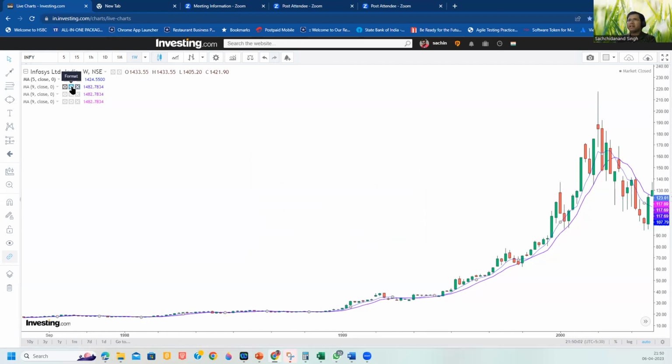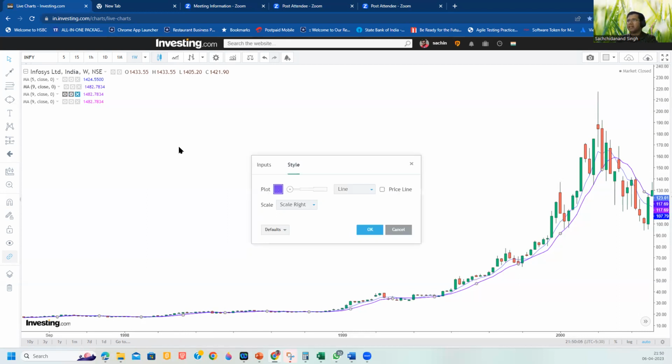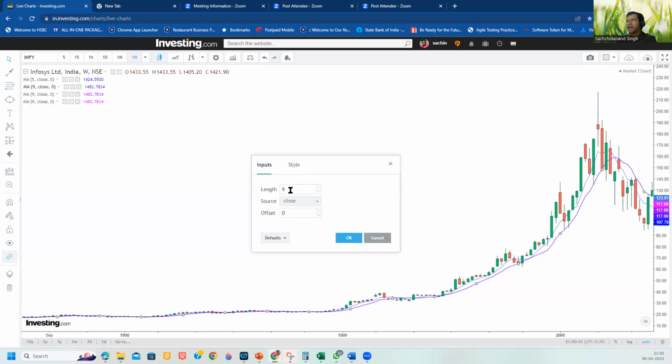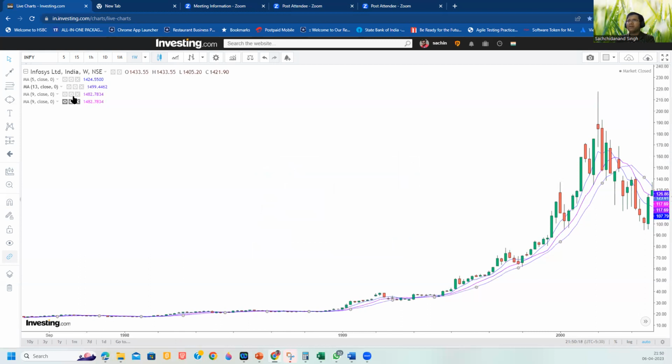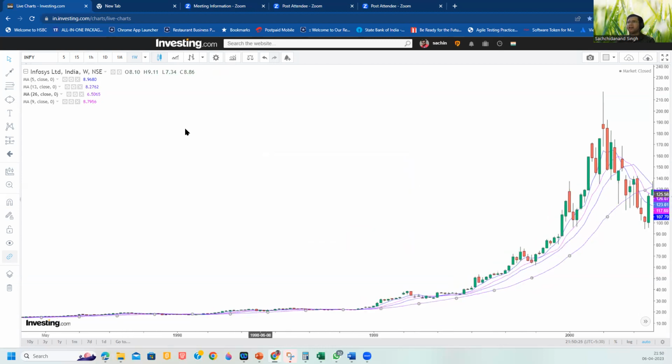Next one, I will select moving average once again because I need to change the value. So I'll select it here. By default, it will be at the style. I'll click on input, and against the length, by default, it is 9. I will delete the length 9 and put 13. And I will do the same thing for the other two also. So rather than 9 here, I will put 26. For comparison purposes, three are enough.